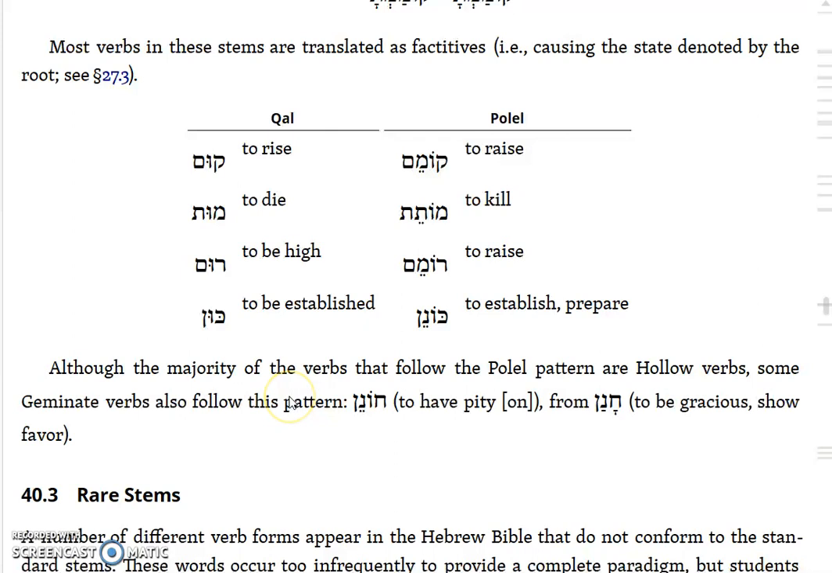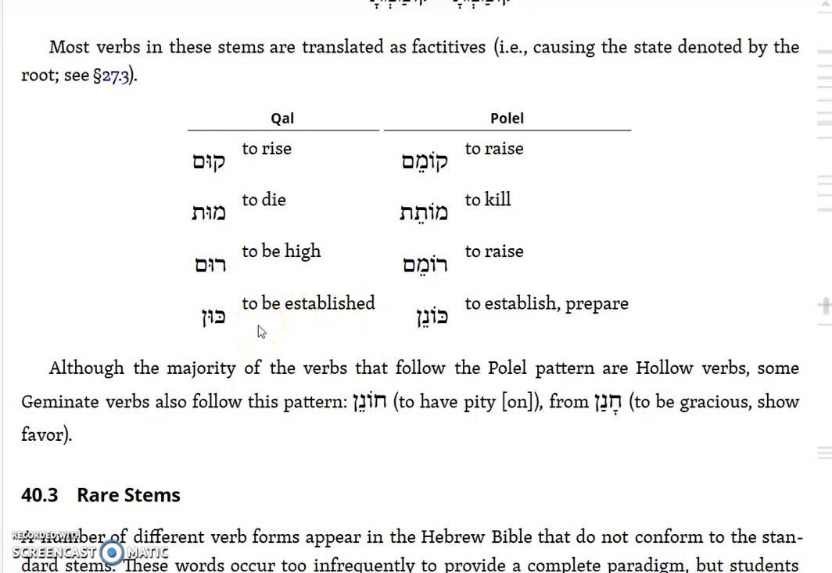Most verbs in these stems are translated as factitives, that is, causing the state denoted by the root. So kum means to rise. The polel would be to make something rise, to raise it. Mut means to die. Memot means to make something die, to kill it. Rum means to be high. Romem means to make it high, to raise it.